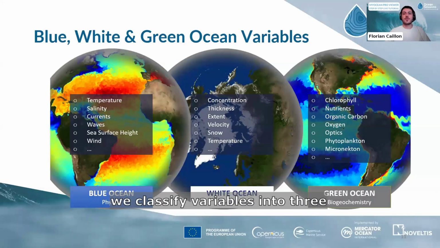And to fully describe the ocean, we classify variables into 3 families. The blue ocean covers physical processes such as temperature, salinity, currents, sea level, winds, and waves. The white ocean focuses on sea ice variables like concentration, thickness, and motion. And the green ocean includes biogeochemical indicators like chlorophyll, nutrients, oxygen, carbon, pH, and ecosystem-related variables.